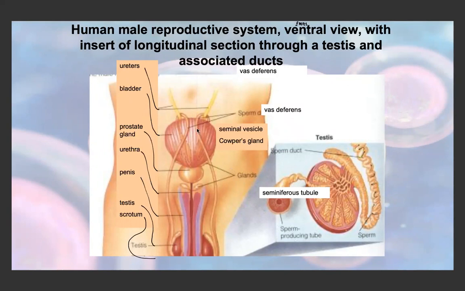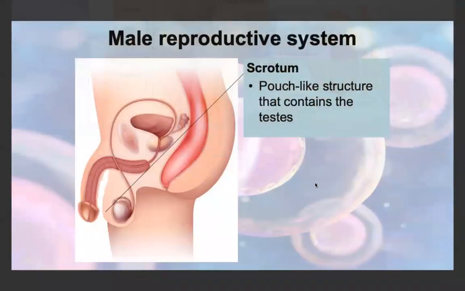Sorry, these labels are a little bit shifted up. We have the prostate gland, we have the urethra, we have the penis, we have the scrotum, the testes, and we have the Cowper's glands and the seminal vesicles. Then these are seminiferous tubules in the testes.